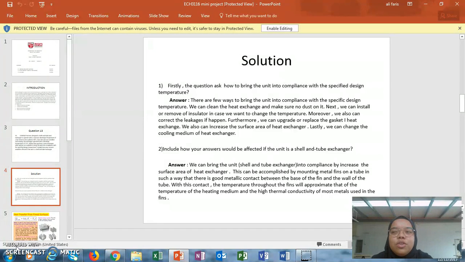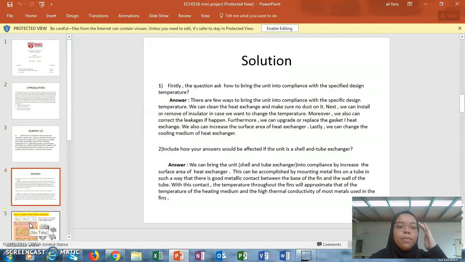Actually, there's no difference. As long as it's a heat exchanger, all the above mentioned points can be done to increase the efficiency. We can bring the unit into compliance by increasing the surface area of the heat exchanger. This can be done by mounting metal fins on the tube in such a way that there is good metallic contact between the base of the fin and the wall of the tube. With this contact, the temperature throughout the fins will approximate that of the heating medium, given the high thermal conductivity of most metal fins.